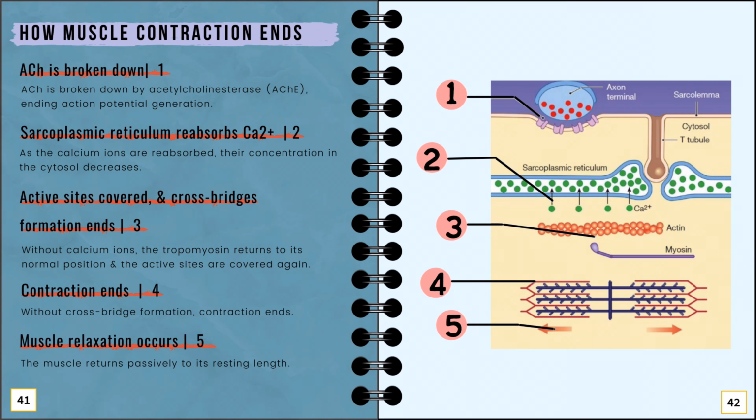How our muscle contraction ends is not very different compared to the initiation. It's just that the ACh is broken down, the sarcoplasmic reticulum reabsorbs the calcium 2+ that was released before, active sites are covered and cross-bridge formation ends, contraction ends, and the muscle relaxation occurs.